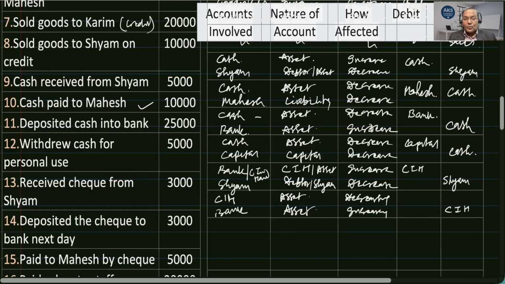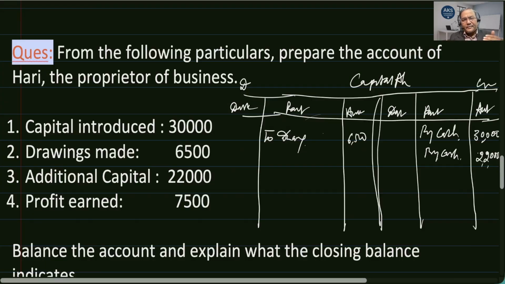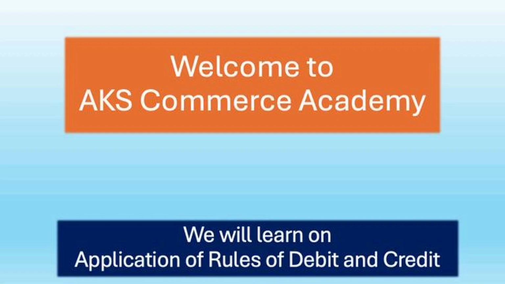Which is credited, and what is to be increased here? Bank. Profit eventually increases capital.